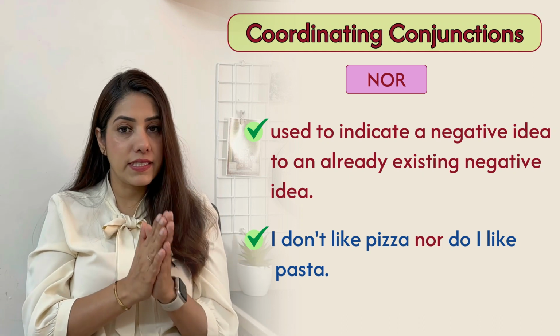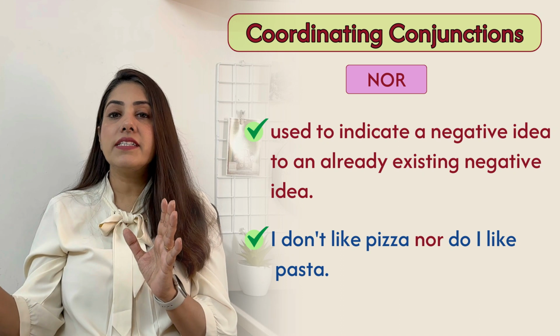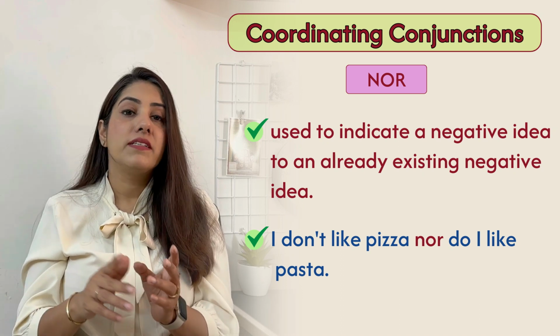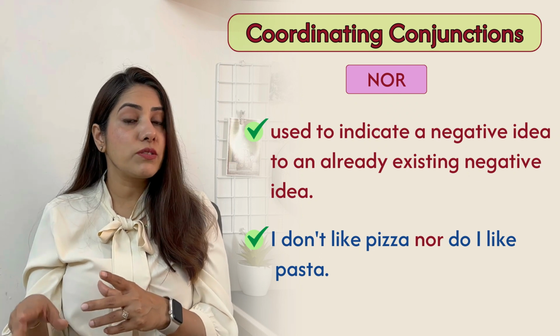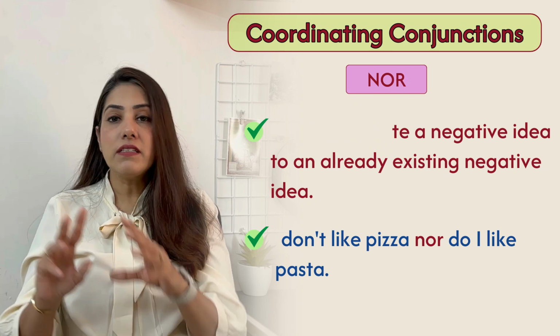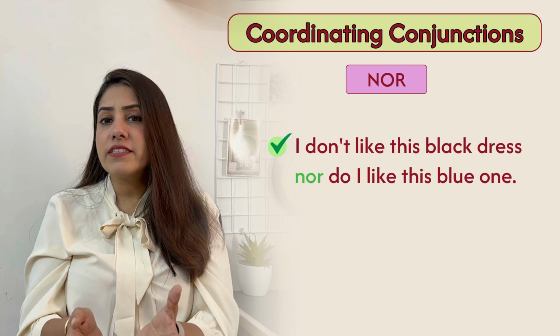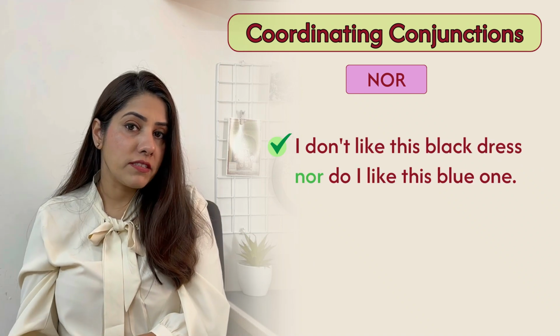One idea is there, right? But the second idea is also negative. So the second alternative that we have is pasta, but that is also negative. So I don't like pizza, nor do I like pasta. I don't like this black dress, nor do I like this blue one.